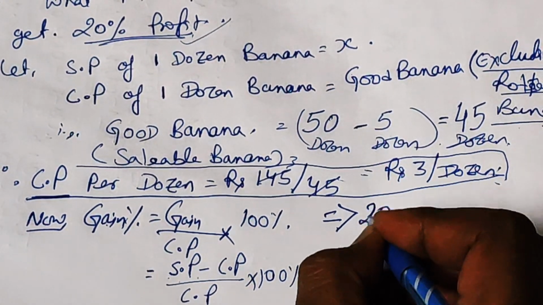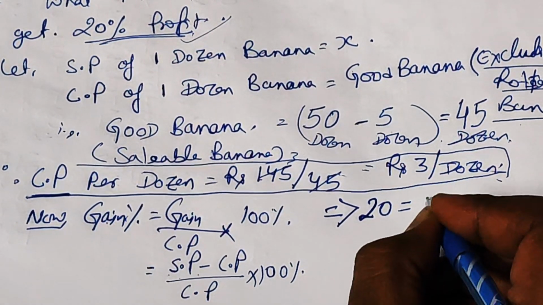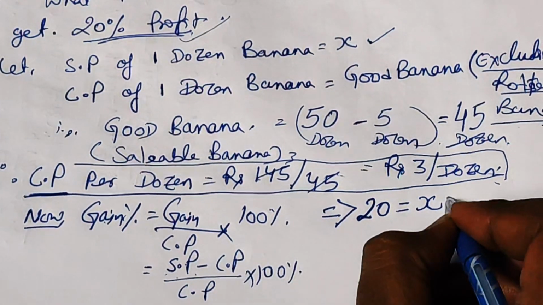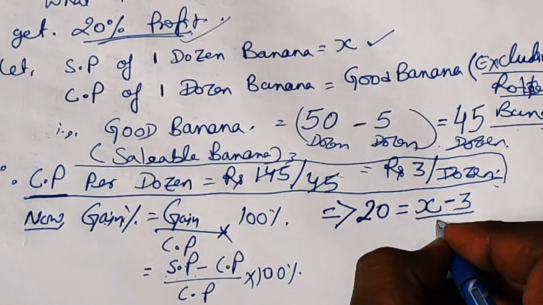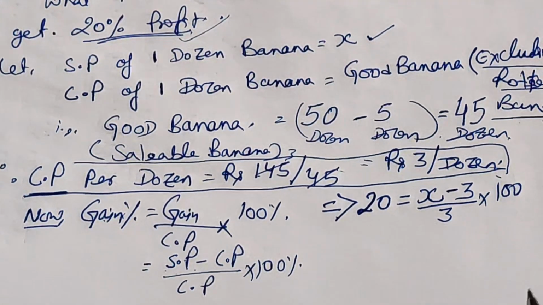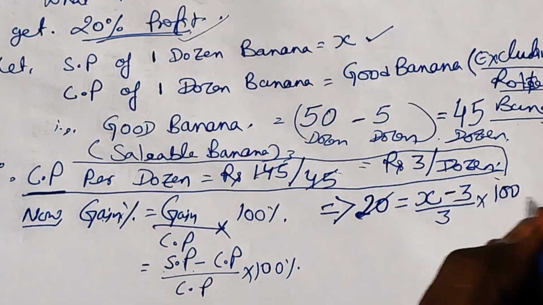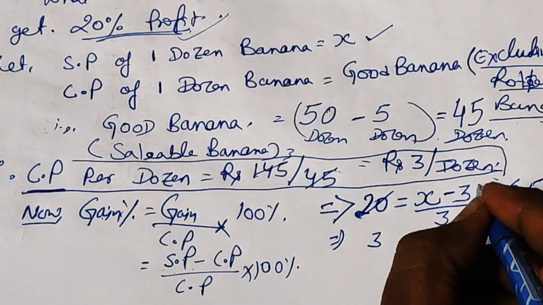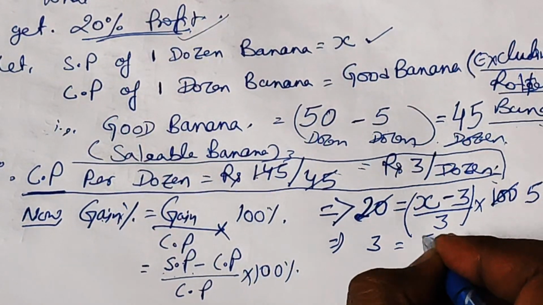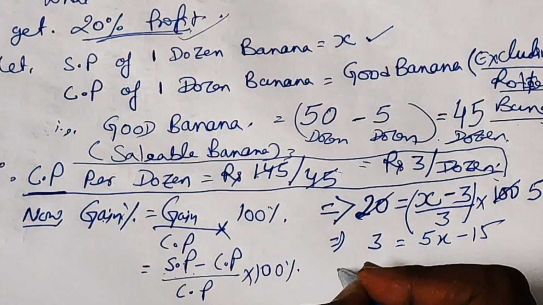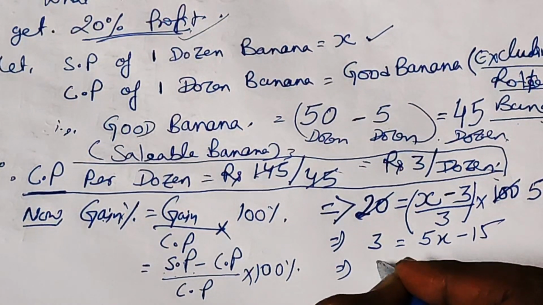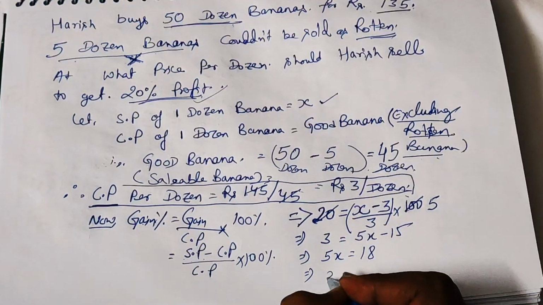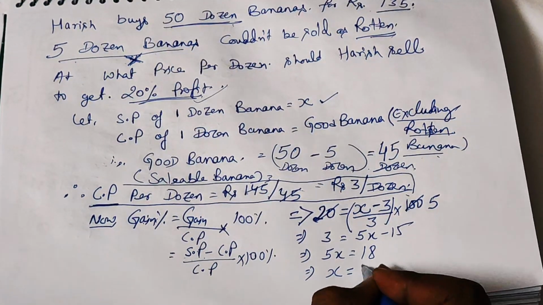The gain percent is given as 20% profit. So putting the values into the formula, 20 equals (X minus 3) by 3, into 100. Now just solve it to get your answer. 20 will cut 100 five times, and X minus 3 will be multiplied by 5 to get 5X minus 15, and 15 will come to the LHS by cross multiplication, so 5X equals 3 plus 15, that is 18. So X equals 18 by 5.